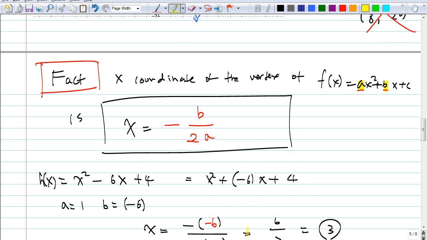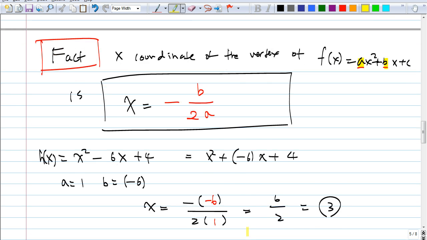So, did you all get 3? Yeah. I plug in negative 6 for b. By the way, when you plug in, what should you use? Parentheses. So, negative 6, and what's the negative of negative 6? 6. Over 2 times 1 is 2. There you go, you got the 3. Then this is the x coordinate of the vertex.